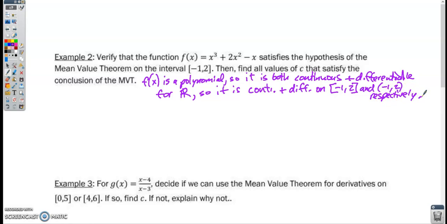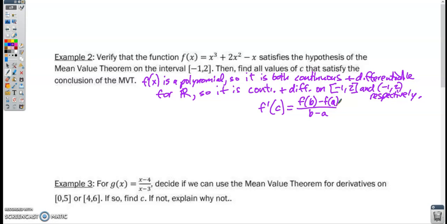Okay, that means that it also needs to meet the conclusion, which means we can show that there's some c where f prime of c is equal to f of b minus f of a all over b minus a. Our task here is going to be to find such a value of c in the interval.